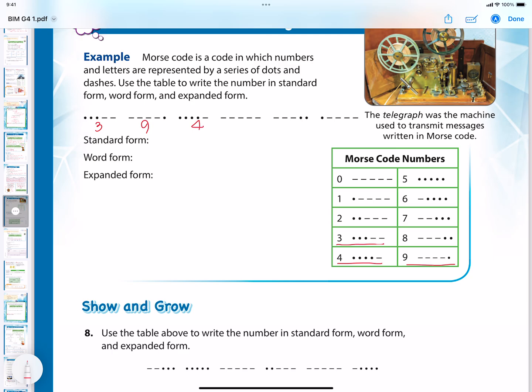And just 5 dashes, that's 0. Sorry, I was writing 5 dashes. 0. And then 3 dashes and 2 dots, which is 8. And 1 dot and 4 dashes, that's 1. Okay, I think we got the number. Yes, 394,081.